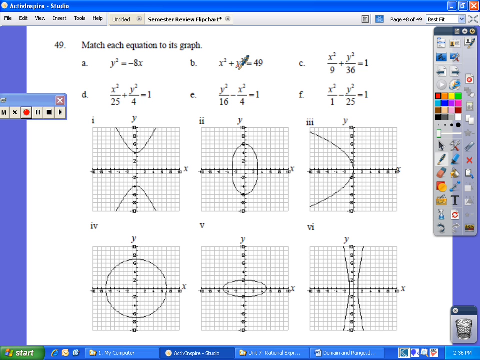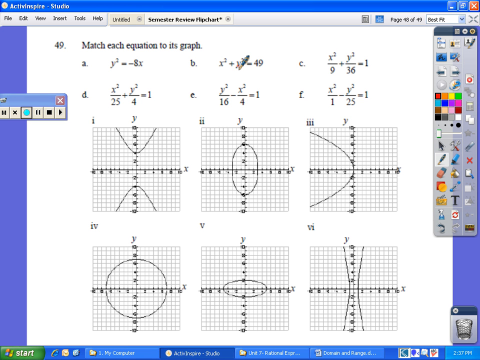An ellipse is usually x squared over something plus, that's the key thing to look for, y squared over something equals 1. A hyperbola would be x squared over something minus y squared over something, or y squared over something minus x squared over something, equals 1. And your parabola is always going to start with y squared or always going to start with x squared.